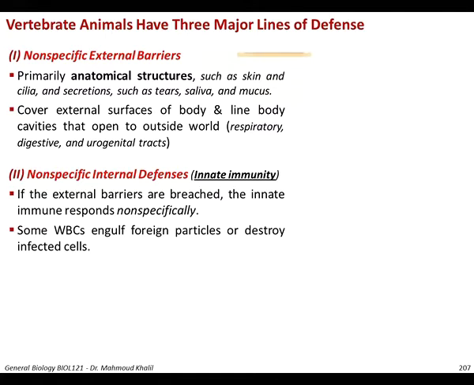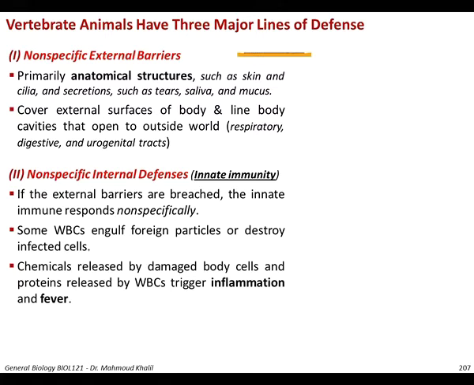The other barrier is the non-specific barrier, and actually it is called innate immunity. That means it's a built-in immunity, so you are born with this kind of immunity. If the non-specific external barrier, the anatomic structure, is breached or compromised, the innate immune system responds non-specifically. Some white blood cells engulf these foreign particles or destroy cells that got infected.